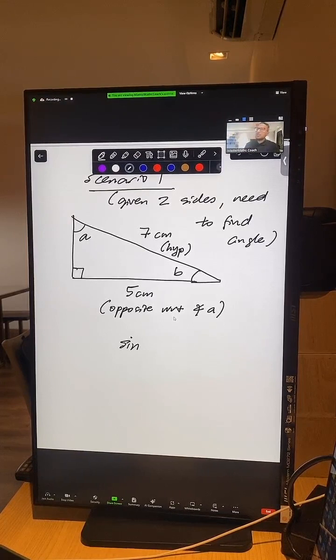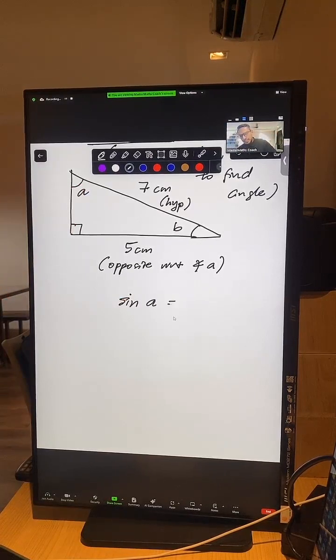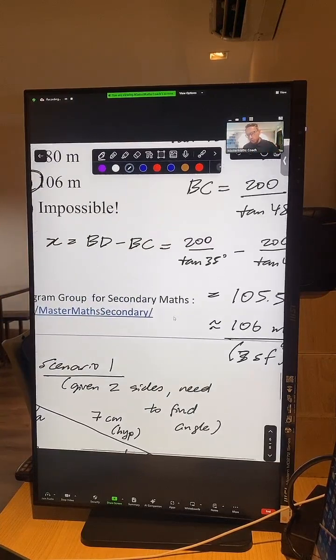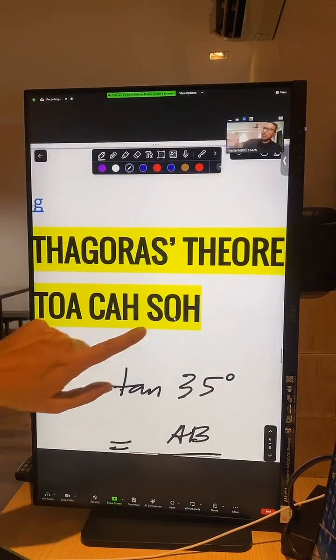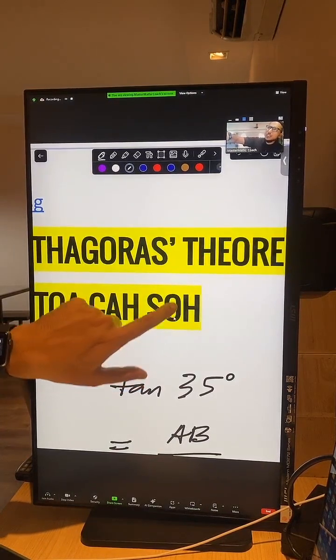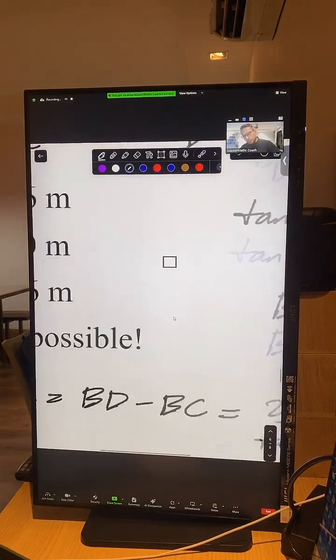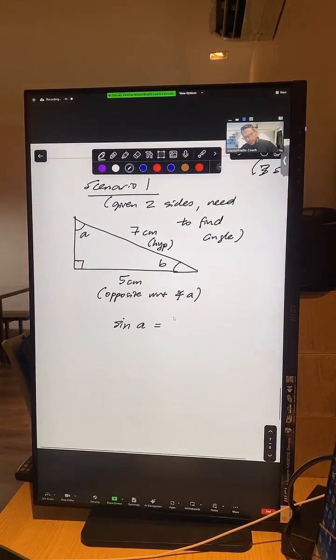And then this sine, you cannot just write like that. It's a function. You must write an angle next to it. So what angle are we talking about here? Angle A. So sine A, together with the angle that we want to find. Now, sine is SOH. This S stands for sine, this O is opposite, this H is hypotenuse. So the ratio is going to look like this.